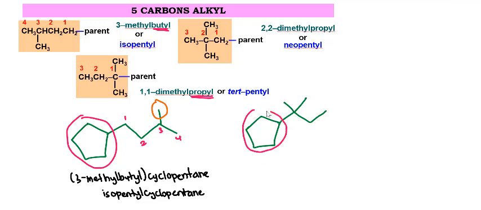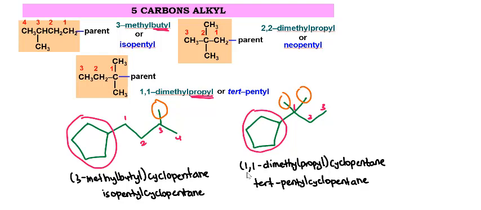So sebagai contoh, okay, this is our longest chain. This one the first carbon, second carbon, third carbon, and then on the first carbon we got 2 methyl group. Okay, so penamaan dia akan jadi 1,1-dimethyl propyl cyclopentane, ataupun awak boleh tulis sebagai tert-pentyl cyclopentane. Okay, kalau perasan tert ni tadi, bentuk dia macam half layang-layang. Okay, separuh layang-layang ataupun separuh diamond.